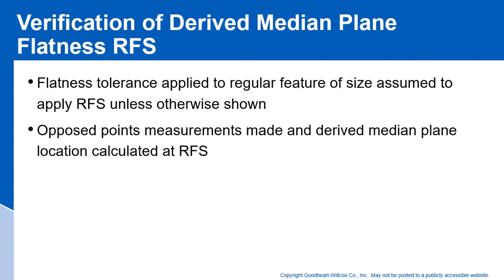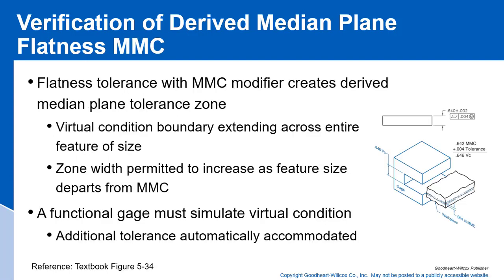Flatness tolerances applied to a regular feature size are assumed to apply at RFS unless otherwise shown. Opposed point measurements are made and the derived median plane location is calculated at RFS. And then we would take something like this, where we have a gauge made to the virtual condition, and we would slide our part through there to make sure that it all fit. So that's how we would verify flatness of a derived median plane.